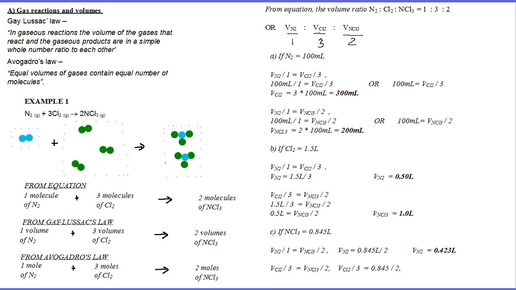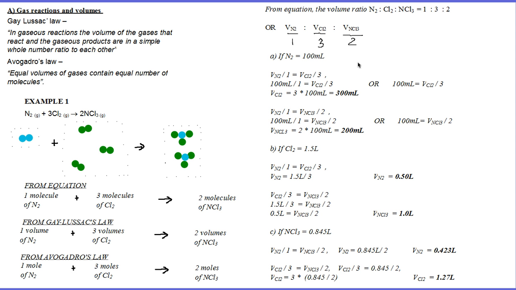And last but not least, the volume of chlorine divided by 3, which is that ratio there, must equal the volume of nitrogen trichloride divided by 2. So we know the volume of chlorine divided by 3 must be equal to 0.845 divided by 2, or the volume of chlorine gas is 3 times that, because we're timesing both sides by 3. And therefore the volume of chlorine gas is 1.27 litres. So just by going through these questions, we can actually figure out exactly how to use these sort of ratios.